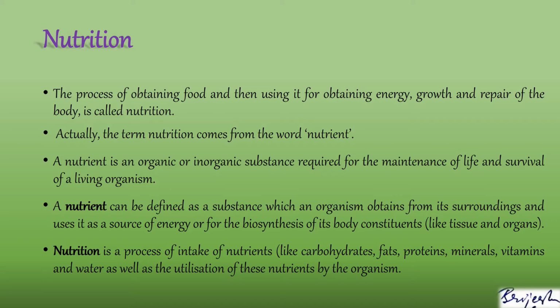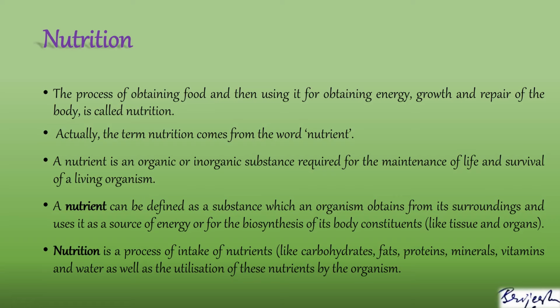A nutrient can be defined as a substance which an organism obtains from its surroundings and uses as a source of energy or for the biosynthesis of its body constituents like tissues and organs. For example, carbohydrates and fats are nutrients. Proteins and mineral salts are nutrients. These nutrients are used by an organism for the biosynthesis of its body constituents like skin, blood, etc.